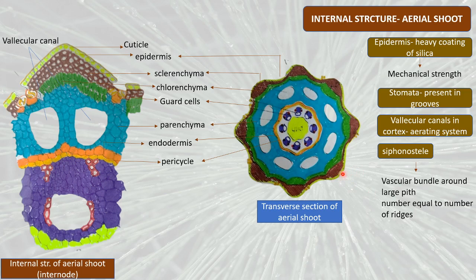Whatever the number of ridges there are, that many vascular bundles would be present. So you can see here in the figure, this is the ridge, this is the vascular bundle, this is the ridge, this is the vascular bundle, right? So the number corresponds to the number of ridges.